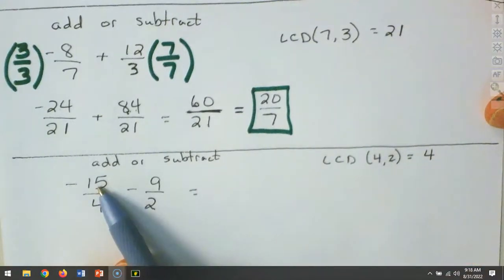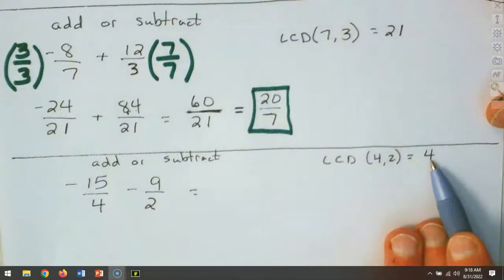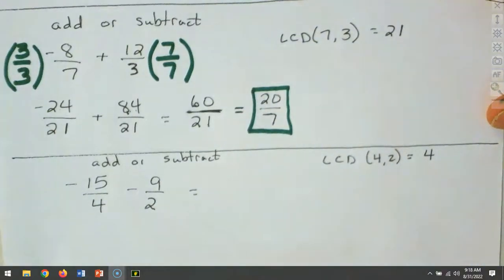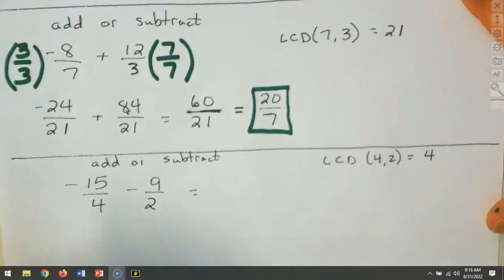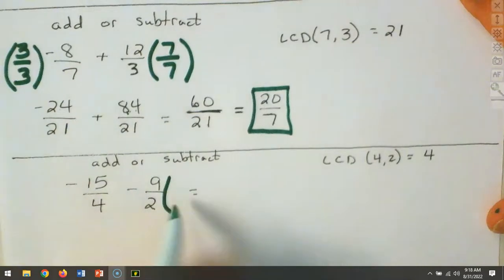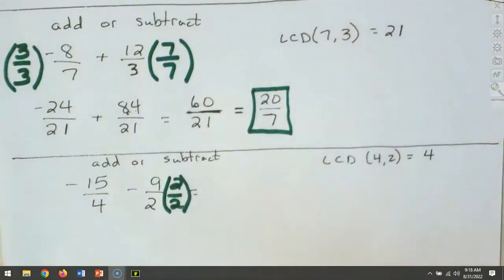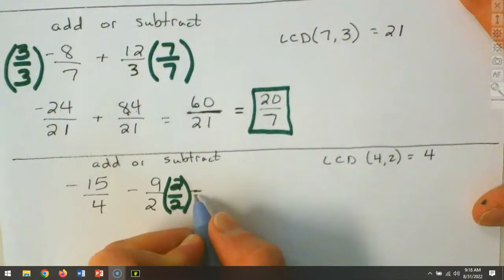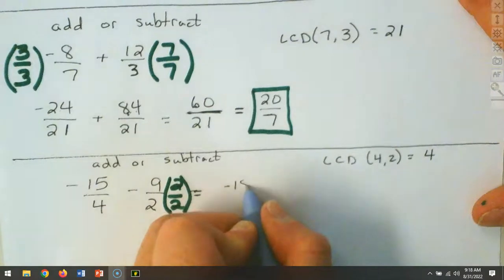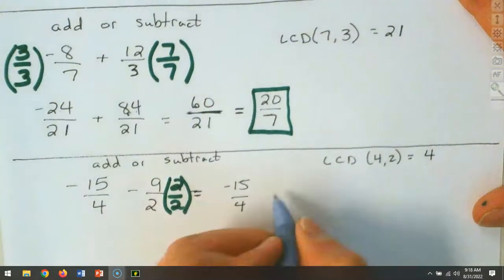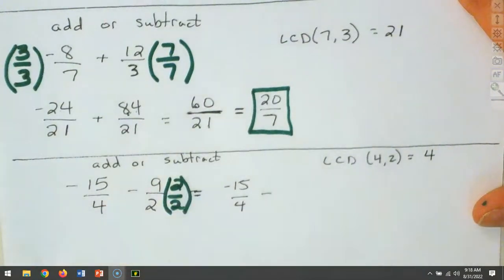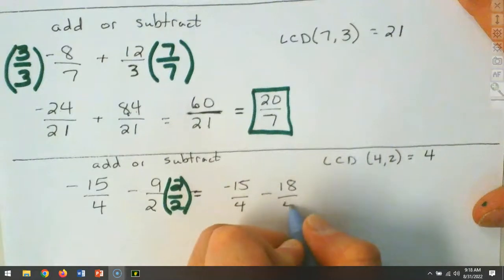Okay, negative 15 over 4, that one's done because it already has that 4 for my denominator. What about the negative 9 over 2? Okay, negative 9 over 2, well, it needs to have a 4 down below, so it needs a 2 over 2. Now we can rewrite this. And that's going to equal now a minus 15 over 4 minus 9 times 2, which is 18 over 4.